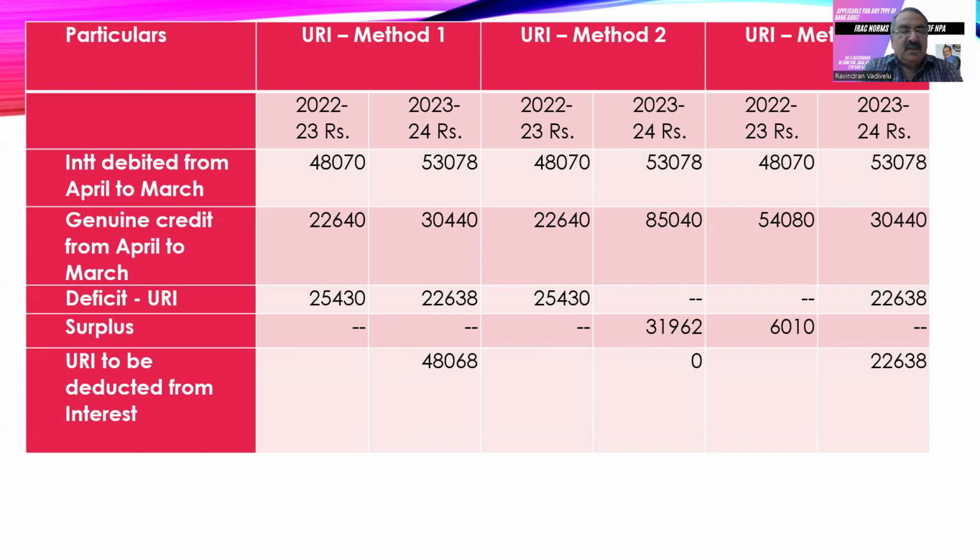In the first method, in both the years I've got unrealized interest of 48,068. In the second method, there is a surplus of 31,962 and there is a deficit of 25,430. They have adjusted and the unrealized interest is 0. In the third method, the first year has got a surplus of 6,010 and there is a deficit of 22,638 in the second year, that is 23-24. You should not adjust the surplus of the earlier year to the current year deficit. Surplus of the current year can be adjusted against the deficit of last year. Surplus of last year should not be adjusted against the current year deficit.